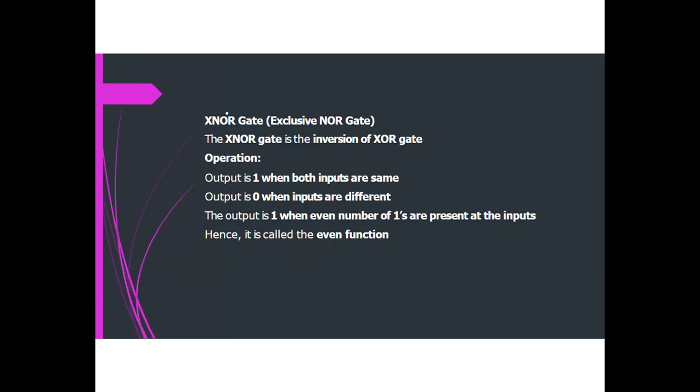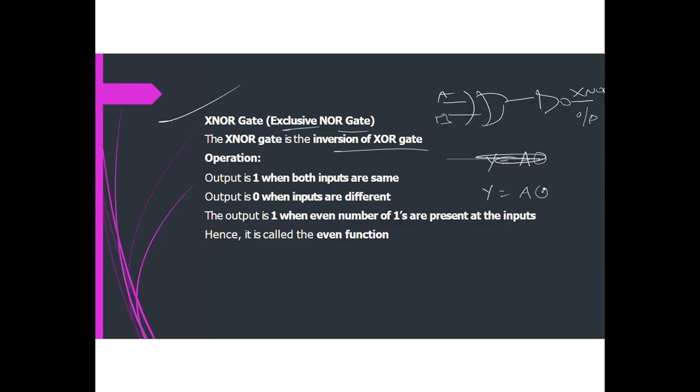Okay. So next one is the XNOR gate. XNOR means exclusive NOR gate. The XNOR gate is the inversion of the XOR gate. So this is the XOR gate with inputs A and B, and its output is connected to a NOT gate, and then you get the XNOR. So the XNOR symbol is like this, where Y is the output: Y is equal to A XNOR B.